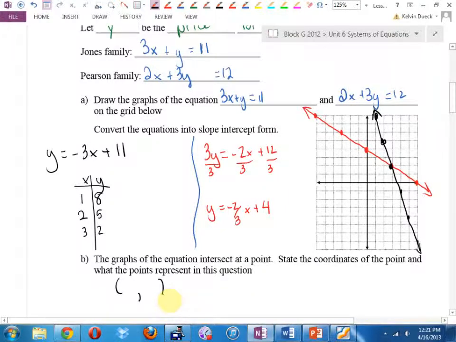Count for me. How many over? How many up? So the x-coordinate is 3, yes? Y-coordinate is 2.